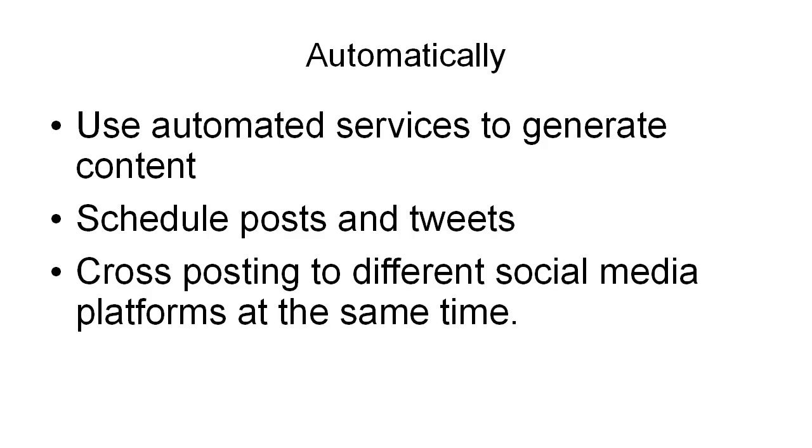Also, cross-posting to different social media platforms at the same time and linking them together will mean that when you update one particular social media platform, it updates others as well. So you could have it show the latest tweet on your blog, for example. So every time you send a tweet, your blog gets updated. You can link Facebook and Twitter and all sorts of things automatically. And there are some third-party services that can help you to do that.